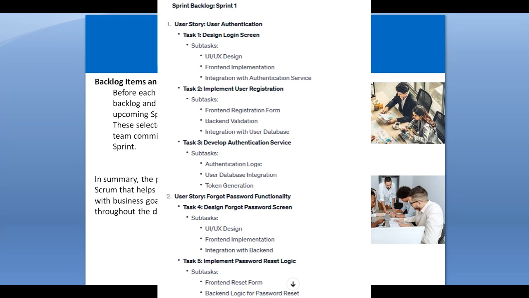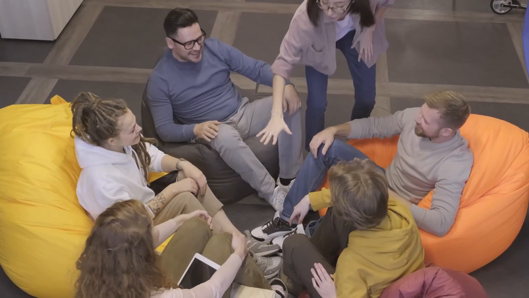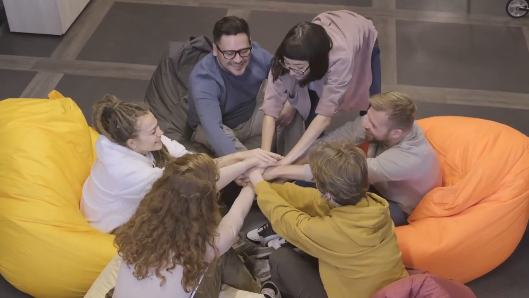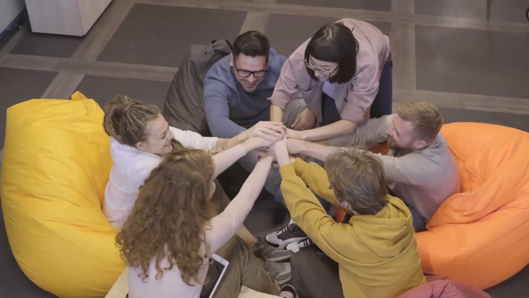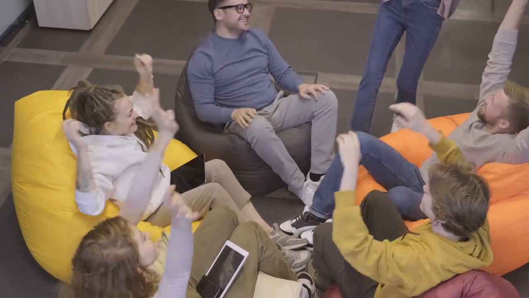These selected items form the sprint backlog, and the team commits to completing them by the end of the sprint. On those items the team works throughout the sprint, and at the end of the sprint we get the product increment. So the product backlog is a central and flexible tool in Scrum that helps manage the flow of work, maintain alignment with business goals, and adapt to changing requirements throughout the development process.